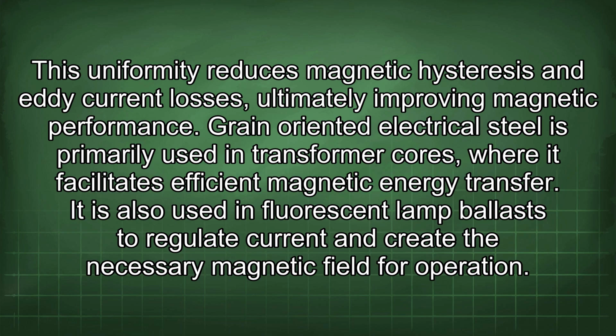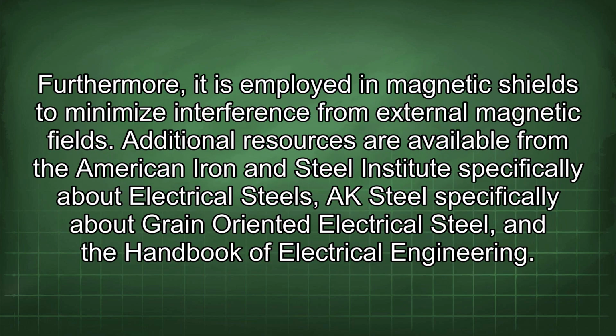Grain-oriented electrical steel is primarily used in transformer cores, where it facilitates efficient magnetic energy transfer. It is also used in fluorescent lamp ballasts to regulate current and create the necessary magnetic field for operation. Furthermore, it is employed in magnetic shields to minimize interference from external magnetic fields.